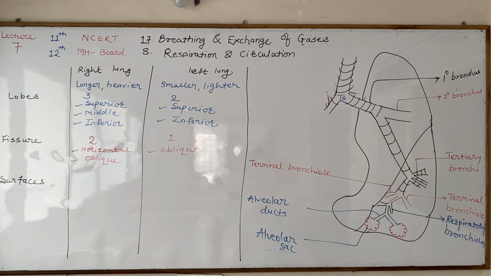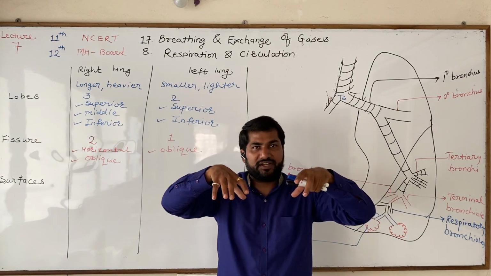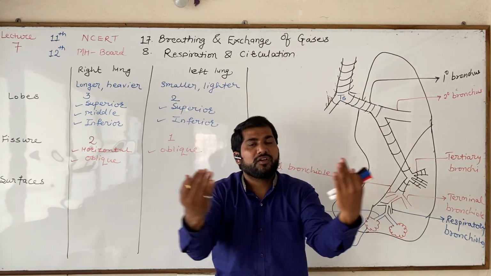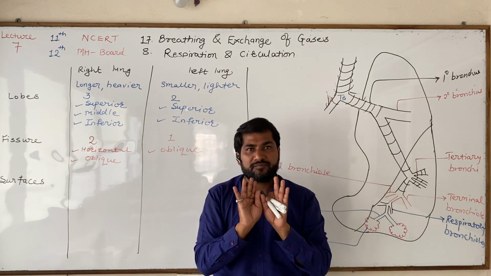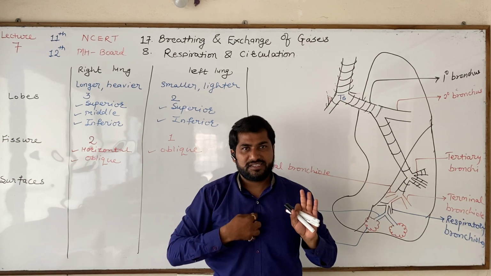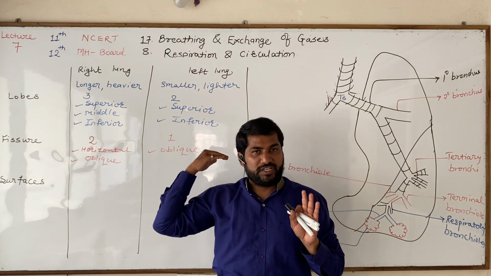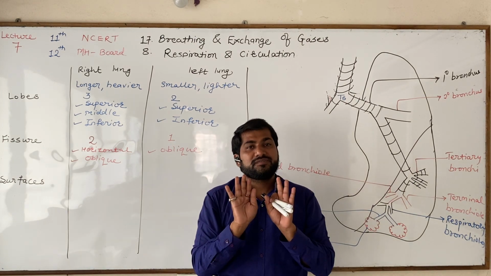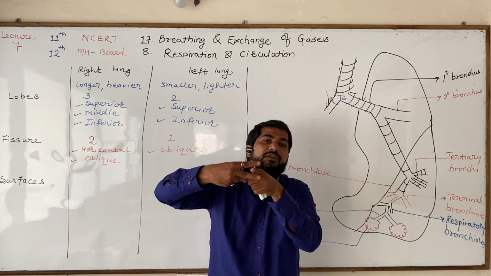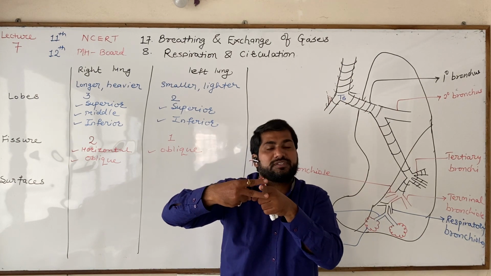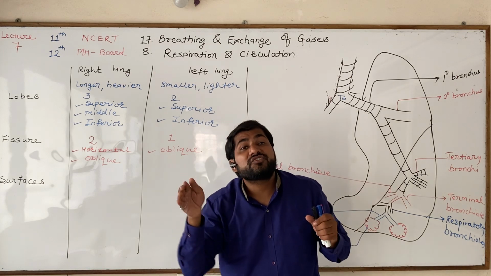Is said to be as surfaces. Okay, so we already know lungs are present in the thoracic cavity, which is surrounded and protected by the rib cage. The rib cage consists of ribs, the sternum bone present anteriorly, and the thoracic vertebra present posteriorly. The part of the lungs which is in contact with the ribs, between the ribs there are intercostal muscles. The part of the lung which is in contact with the ribs is called the costal surface.